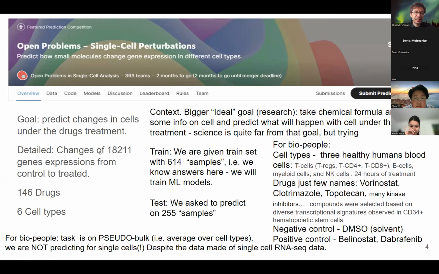More precisely, we have the quantification of the effect of the drug on about 18,211 genes. For those who are not biologists, I'll explain later what genes and expressions are, but for the moment it might not be important.